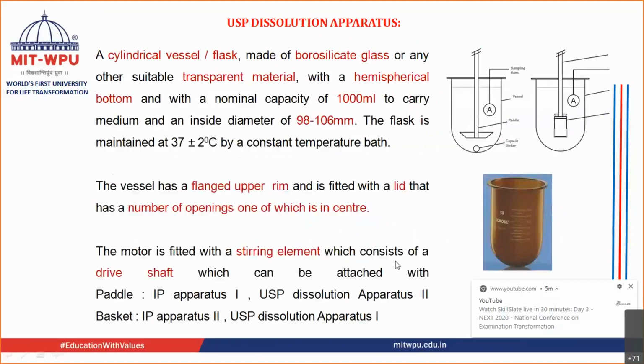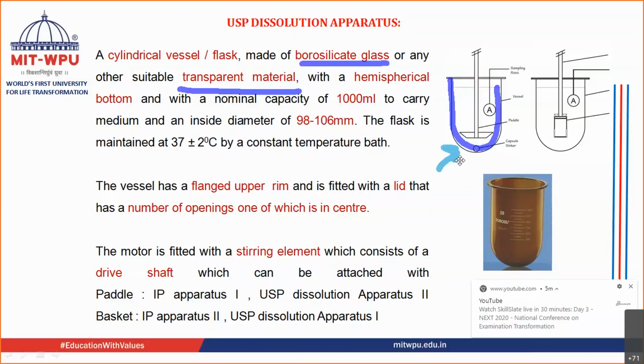Now, how do you carry out the dissolution test? In order to carry out the dissolution test, let us first study the dissolution apparatus. The dissolution apparatus consists of a cylindrical vessel, a flask. It is made up of borosilicate glass, so it is made up of glass, or it can be made up of a suitable transparent material like plastic also.